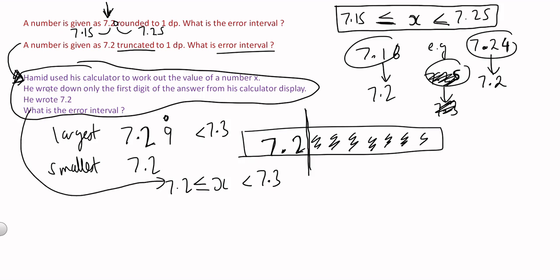Right, Hamid used his calculator to work out the value of number x. He wrote down only the first digit of the answer from his calculator display. He wrote 7.2. What is the error interval? So what he did, he just truncated it. He just looked at the first digit, regardless of what comes afterwards.